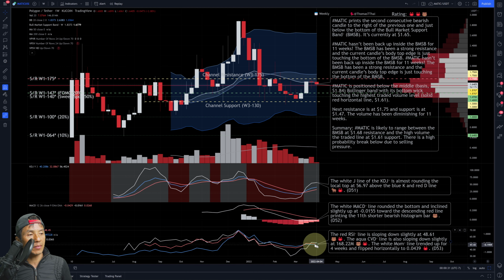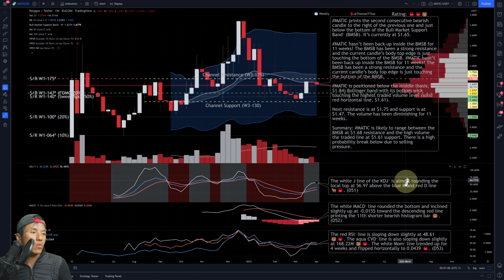The red RSI line here is sloping down at 48.61. I give that a bear and a crab because it's trending down and more than likely it's going to go somewhat sideways. The aqua CVD line, similar situation there. It's sloping down slightly at 168.22 million. Gave that a bear and a crab. The white momentum indicator has been going up for 4 weeks in a row, and then suddenly flips horizontally at 0.0439, and I gave that a crab.